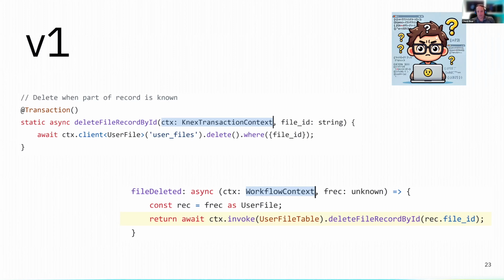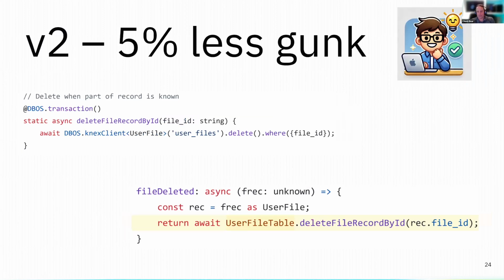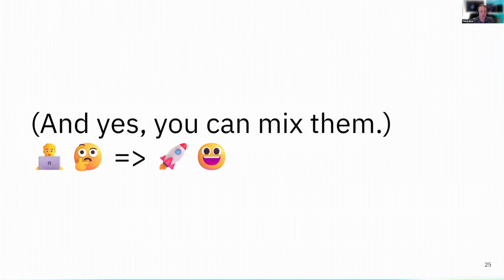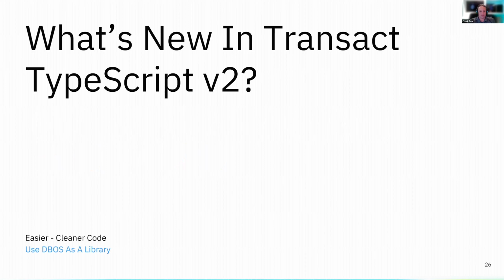So in version 2, there's 5% less gunk. We took a production app and we cleaned it up so that you just don't have to say anything about context. It just remembers where you are. You say DBOS instead. 5% less code, and that has real code in it too. So what was left over was 5% smaller. Made it the way it should have been in the first place. And yes, if you have a V1 app, you can mix V1 and V2, no problem. Works great.